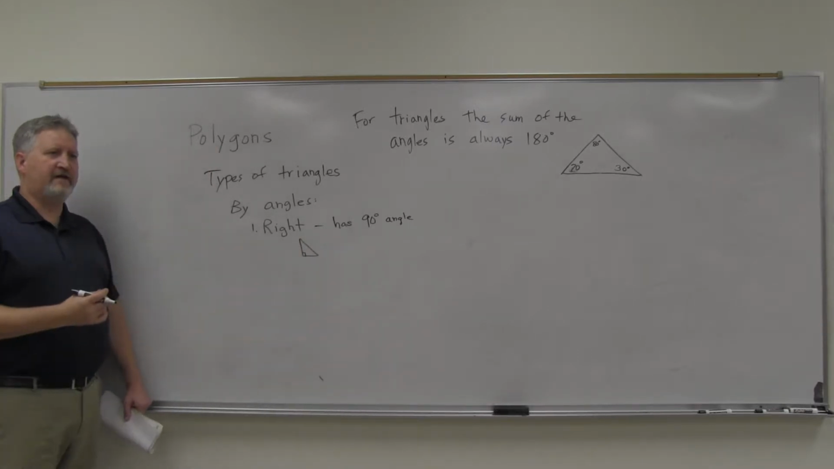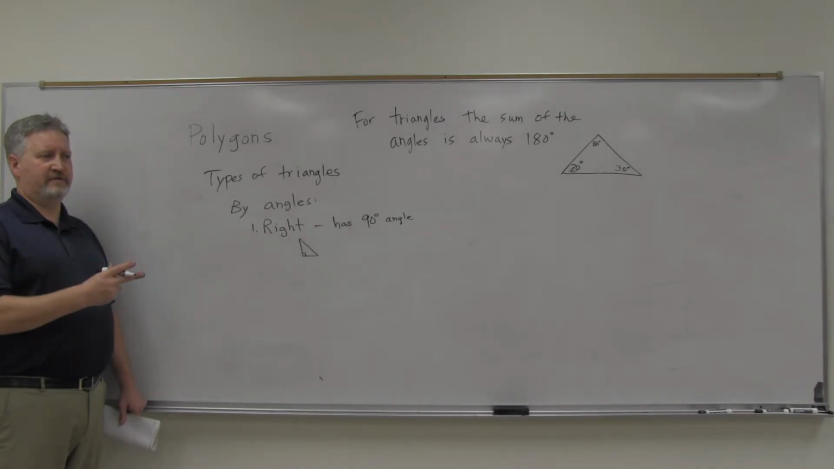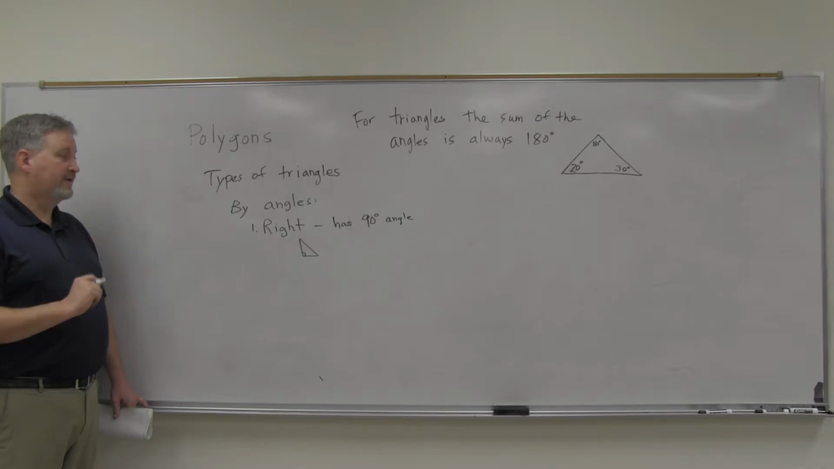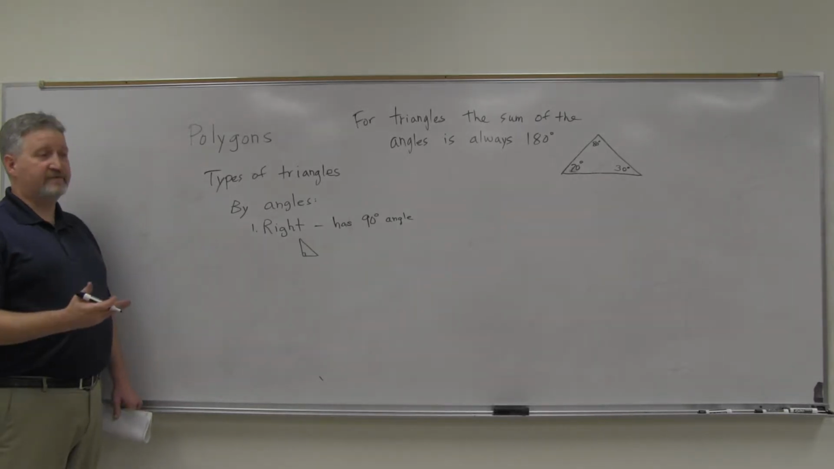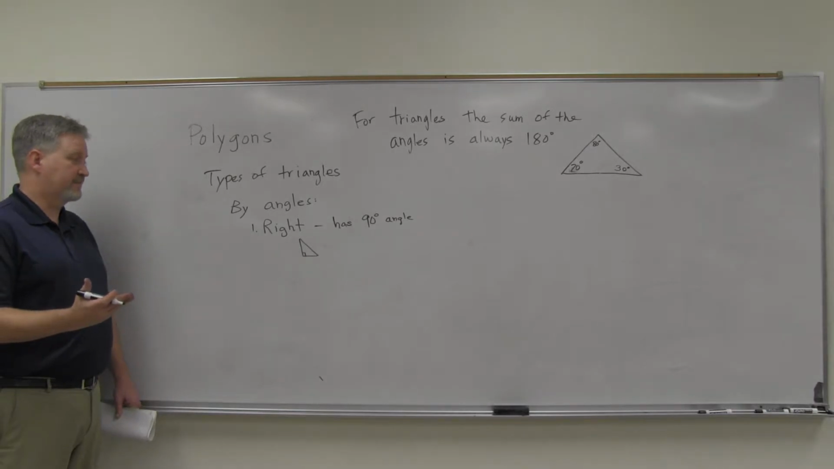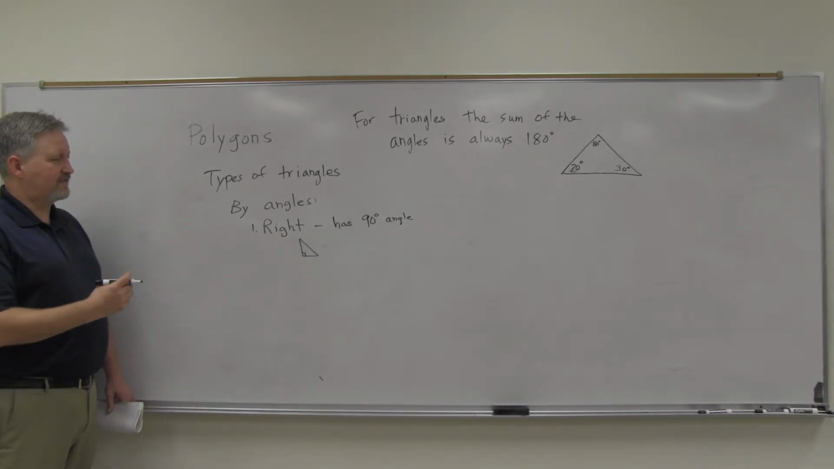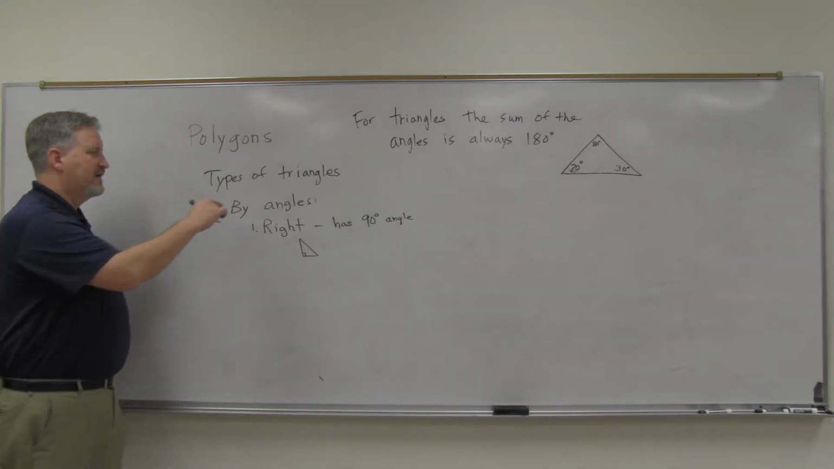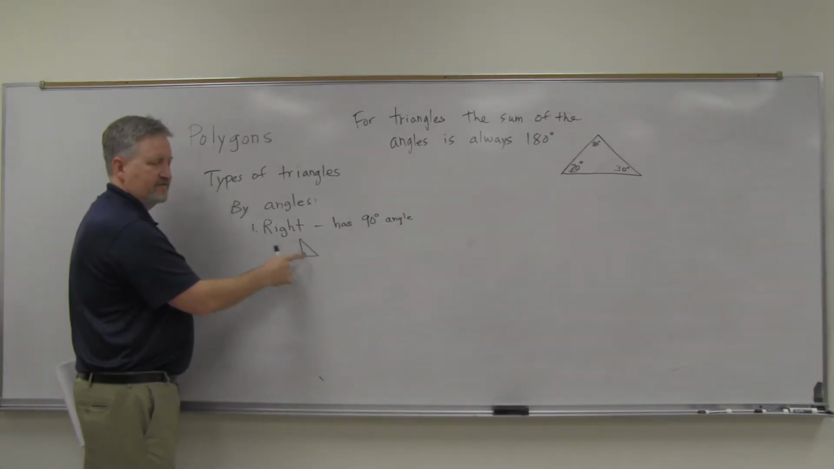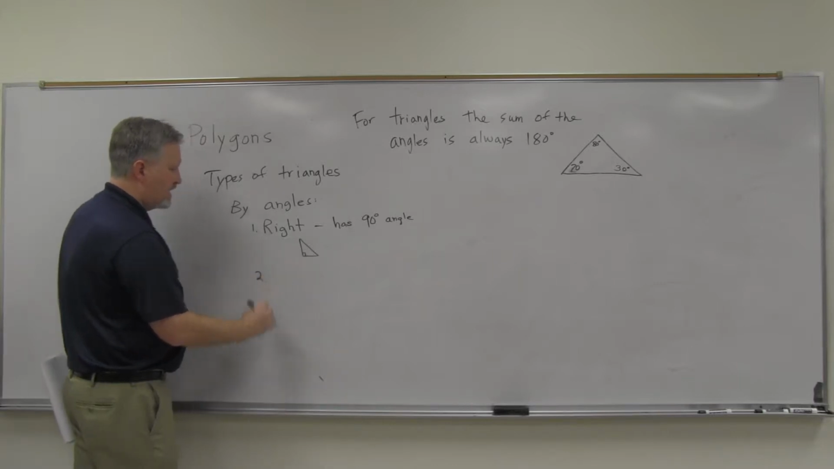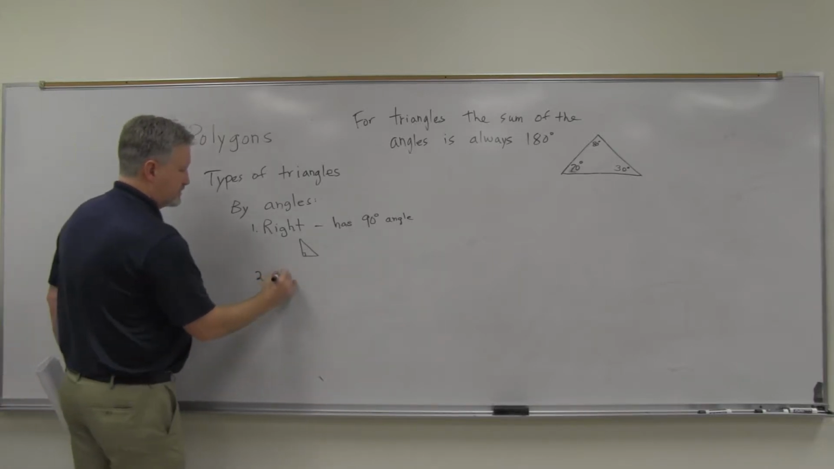Now what I mentioned on that is, what about the other two angles? If we've got one right angle, what are the other two angles? Well, they have to add up to be 90, don't they? And so you can't really say what the other two angles are, but you can say that they're acute, right? You've got a right angle, but the other two are acute, they're less than 90.